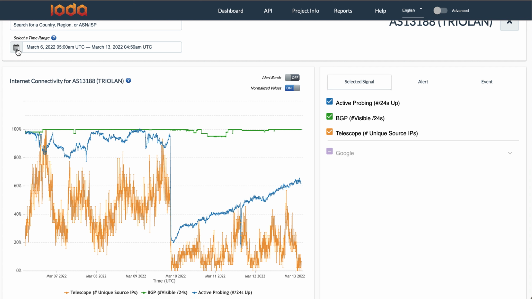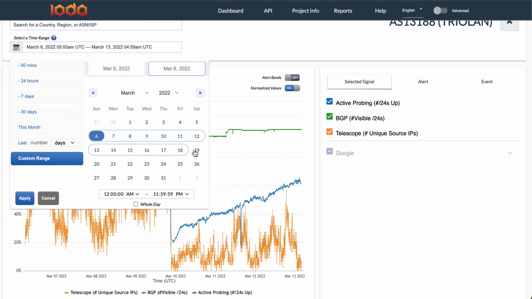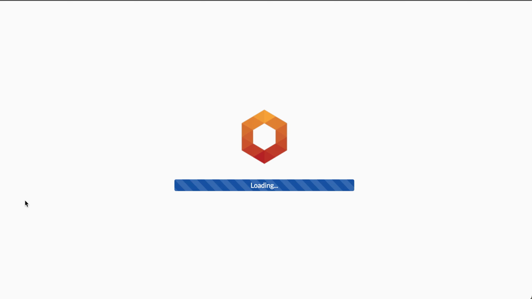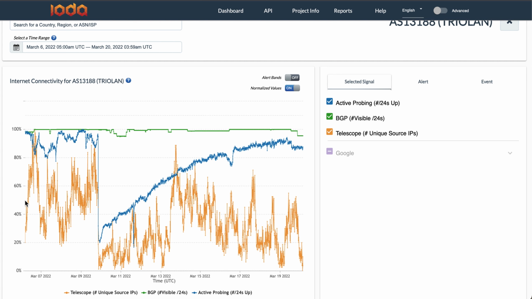So let's adjust the time frame so that we can see when Triolan makes a recovery. Let's go from the 6th all the way to the 19th. Here we can see the recovery begins around March 16th at 16:30. At this point, it starts to plateau or level out.